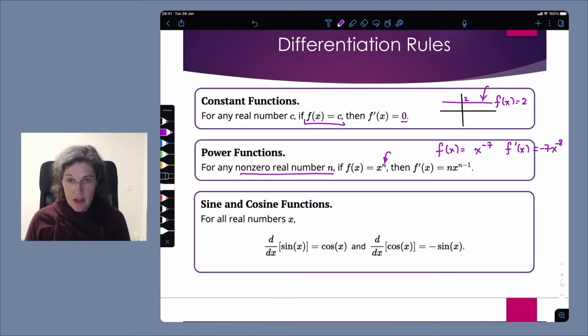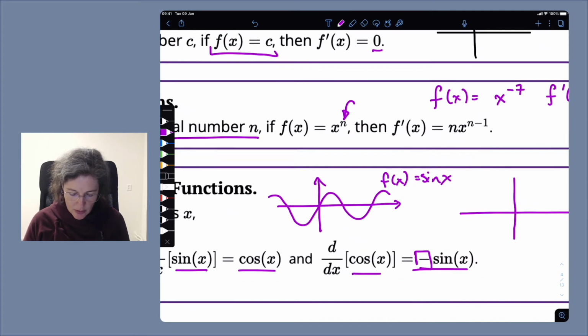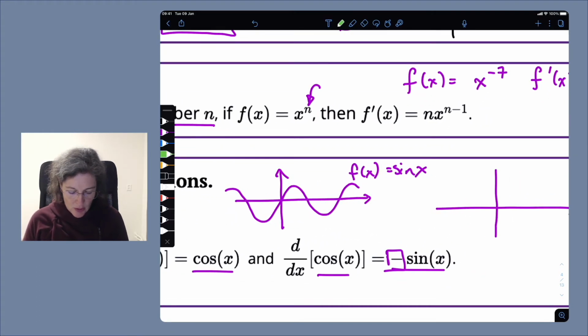And then we have sine and cosine functions. The derivative of sine is cosine, and the derivative of cosine is minus sine, so don't forget that. And if you think about it, this kind of makes sense. So I'm going to just draw my sine graph here. So the sine graph is this one. That be f of x, sine of x. Now let's think about what the derivative looks like of this function. So I'm going to expand this a little bit.